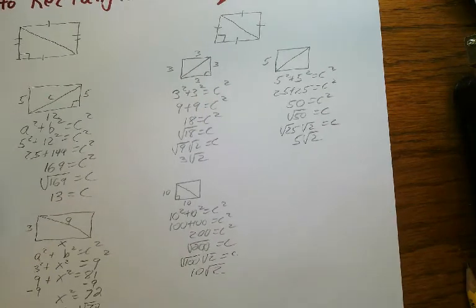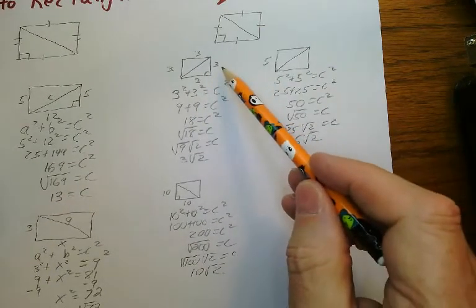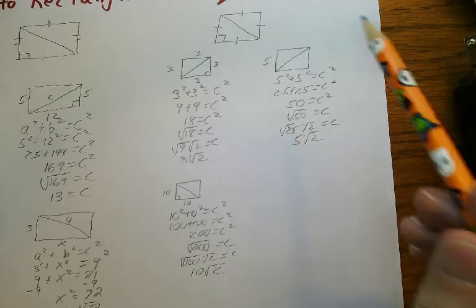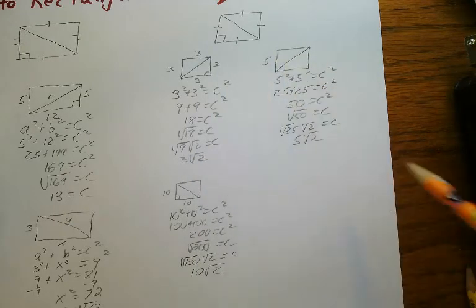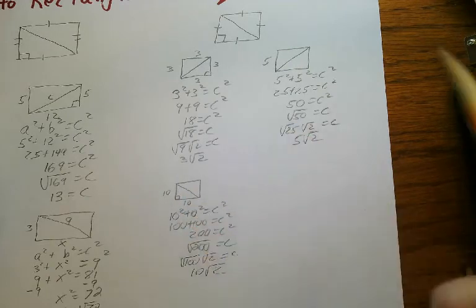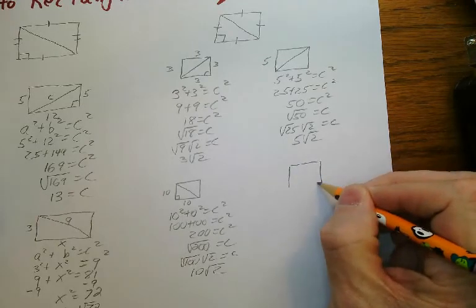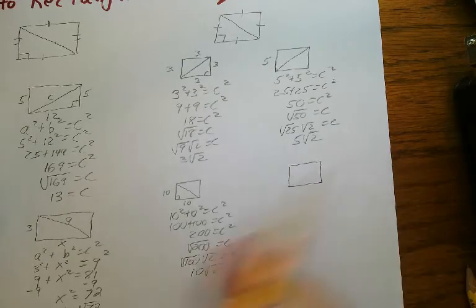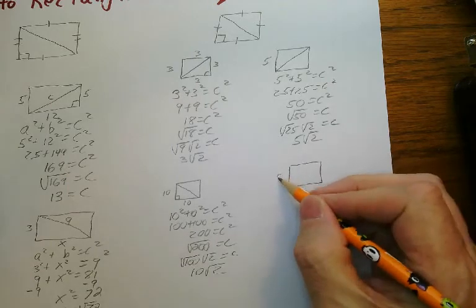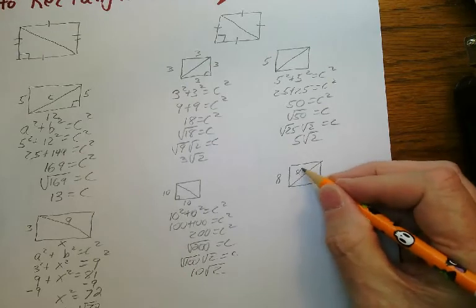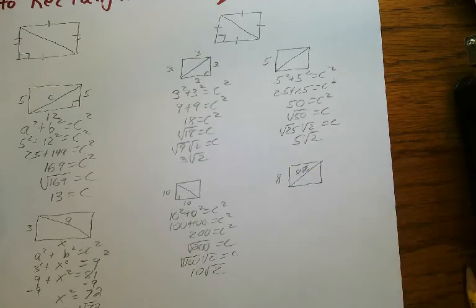So, look what happened. When the side was 3, the diagonal was 3 square root of 2. When the side is 5, the diagonal is 5 square root of 2. When the side is 10, the diagonal is 10 square root of 2. That's always going to happen for a square. Whatever the side is, pick a number. I'm going to call it 8. If the side is 8, the diagonal is 8 square root of 2. You don't even have to work it out. It's always going to be like that.